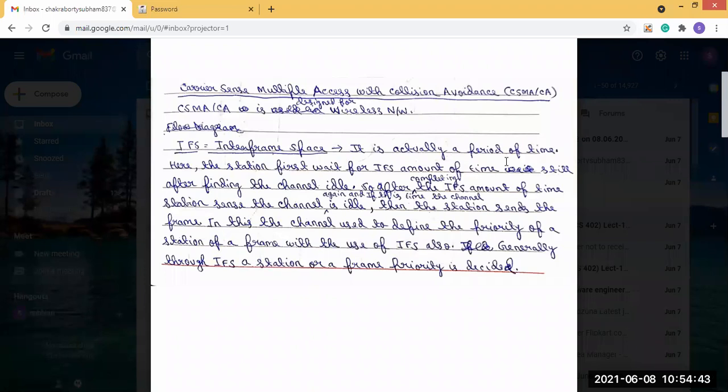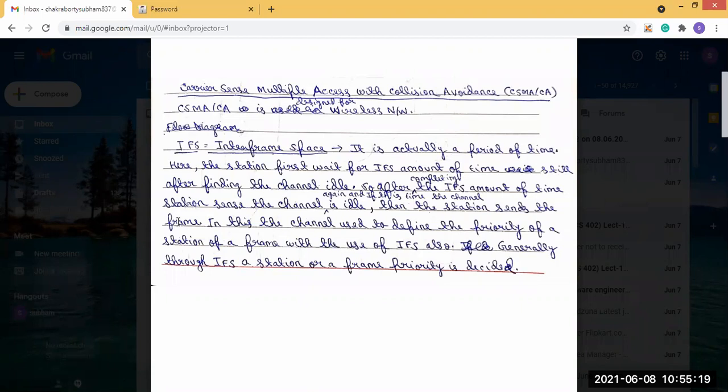Before seeing the flow diagram or the working of carrier sense multiple access with collision avoidance, we have to remember some of the variables that are used here. There are three variables: IFS, contention window, and acknowledgement. Before starting the flow diagram, let us see what these three variables are.